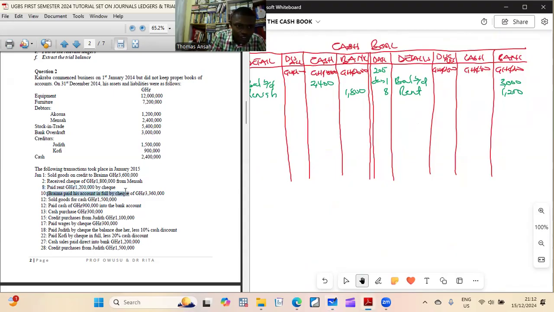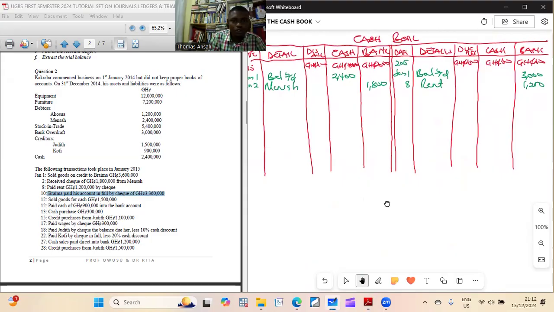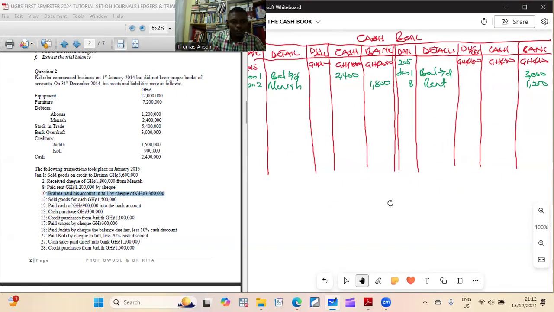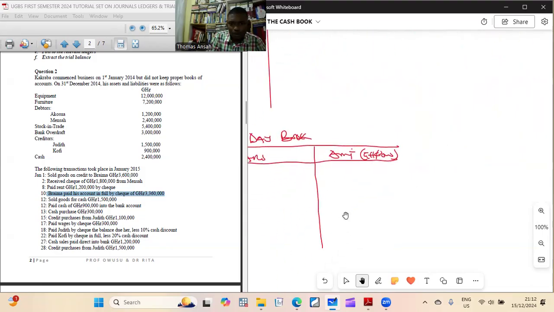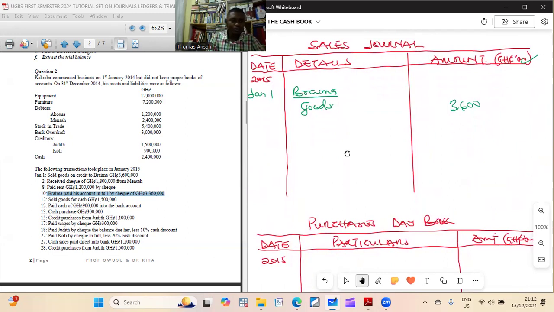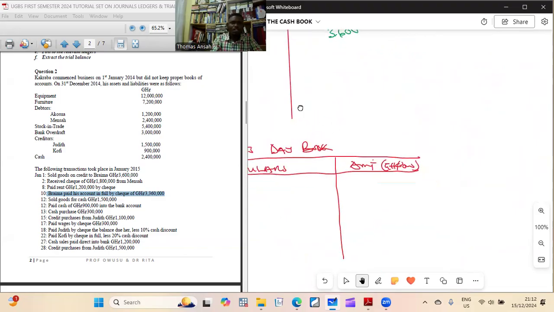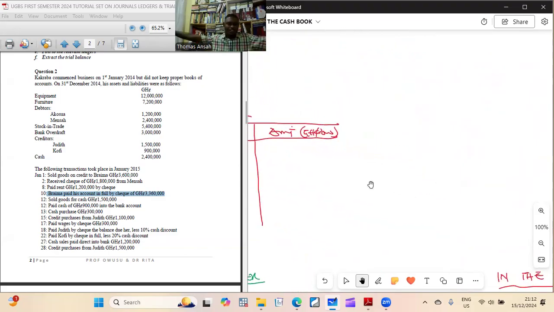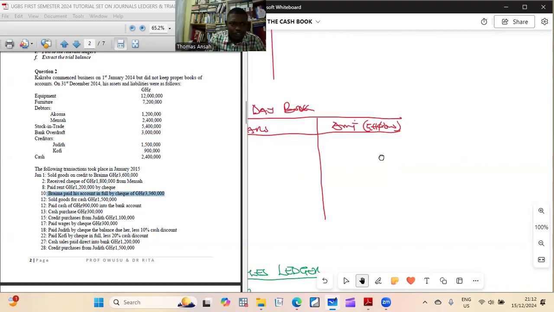Brahma paid his account in full by check. So it means that we are going to collect money from Brahma by a check of 3360. Now, what is Brahma? Where is Brahma? So 3360. What has happened? It is saying that Brahma paid his account in full by a check of 3360. Meaning that, this is the sales journal, sorry. Meaning that Brahma has paid everything. But when he was paying everything, he paid 3360. But Brahma is owing us how much? How much is Brahma owing us?